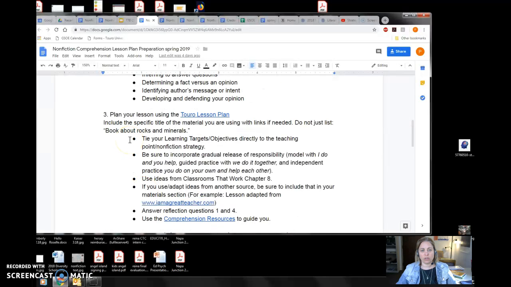Be sure you tie your teaching point to your learning objectives. Be sure that you model for students, give them opportunities to try it together, and then give them independent practice with this skill or strategy.